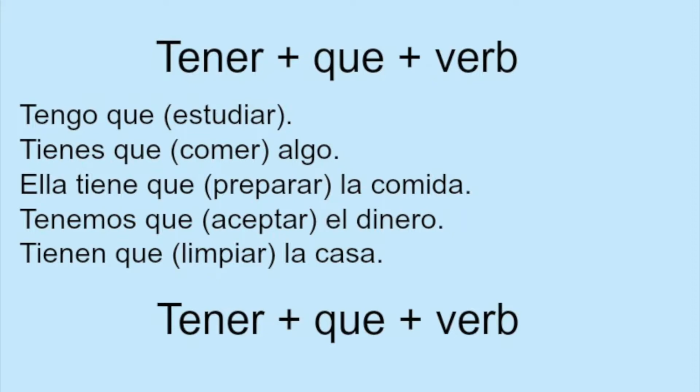So let's take a look at the examples here. Tengo que estudiar, I have to study. Tienes que comer algo, you have to eat something. Ella tiene que preparar la comida, she has to prepare the food. Tenemos que aceptar el dinero, we have to accept the money. Tiene que limpiar la casa, they have to clean the house. So once again, you always separate the verb tener from the following verb, so que has to go in between, okay?